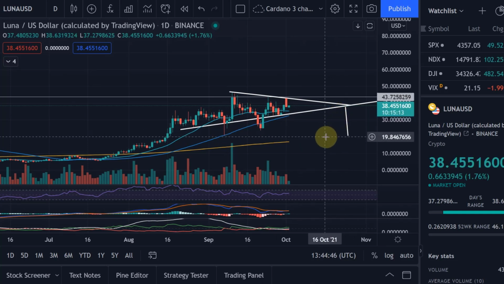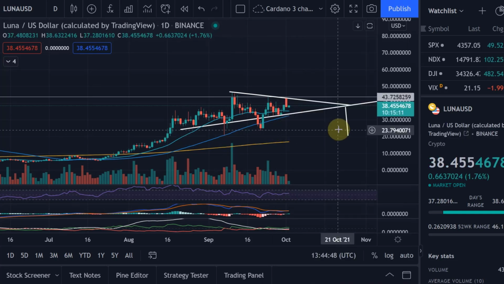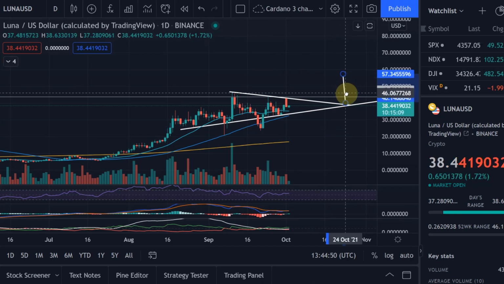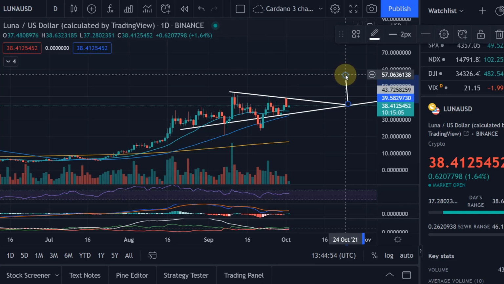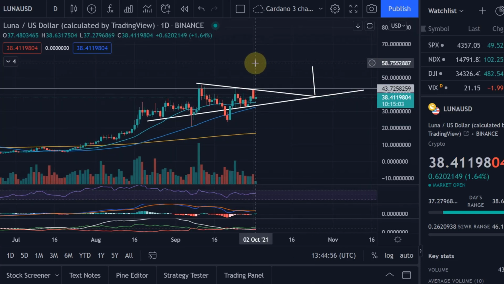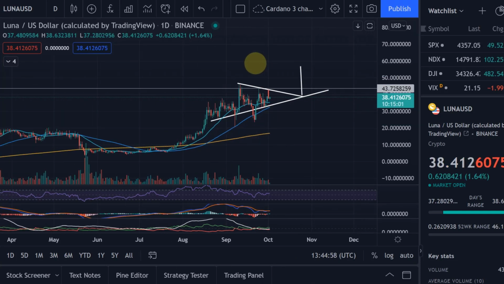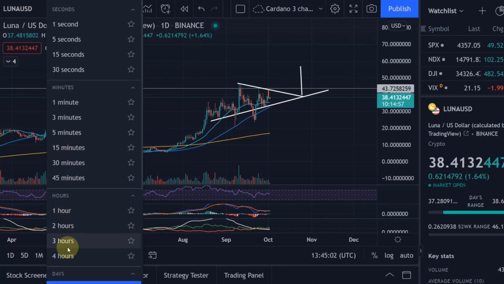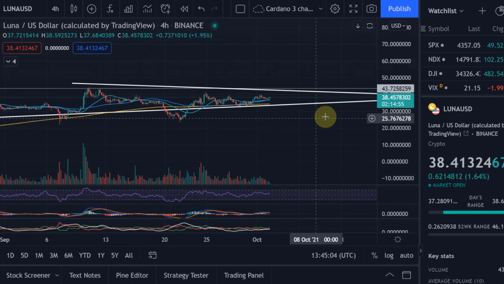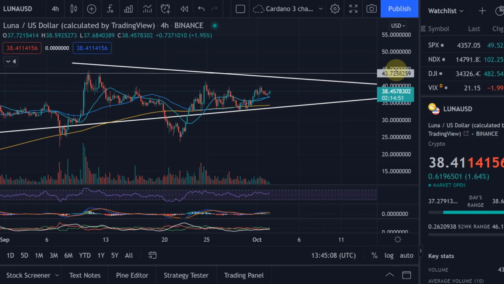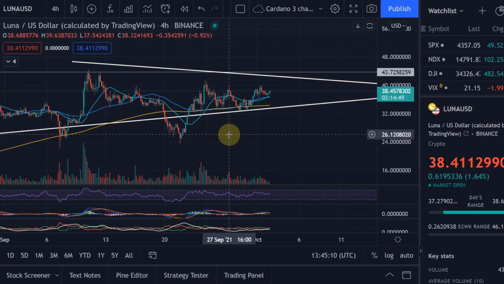So just remember these. To the lower side, we have the $20. To the upside, we had $57, $58. That is what we can expect here if the breakout is going to happen. And what I want to show you is actually very well visible on the 4-hour chart: something like a very clear head and shoulders forming here, but an inverse head and shoulders. So a bullish pattern, yeah.